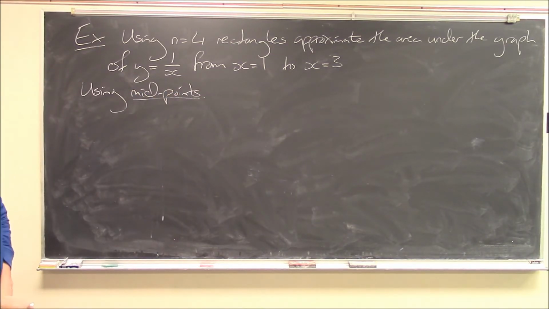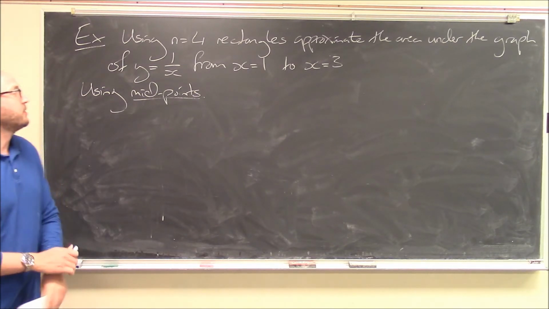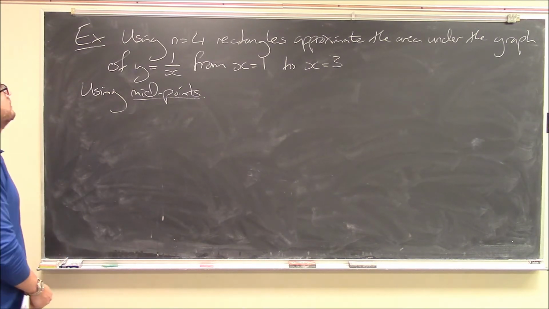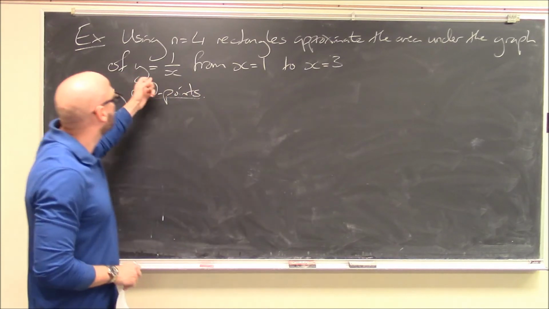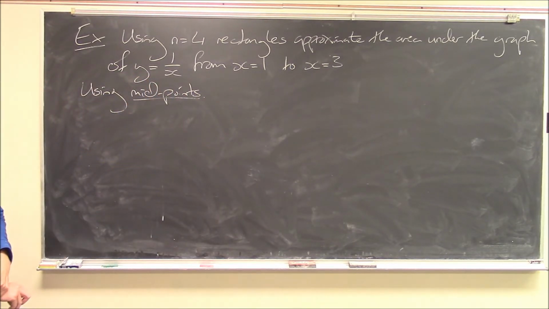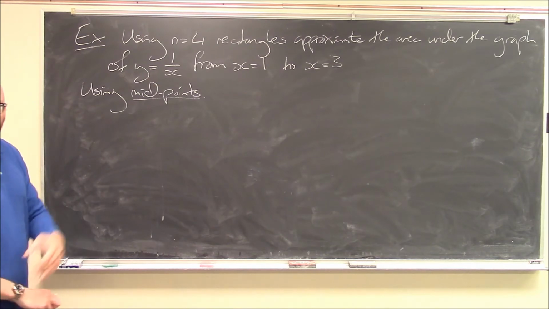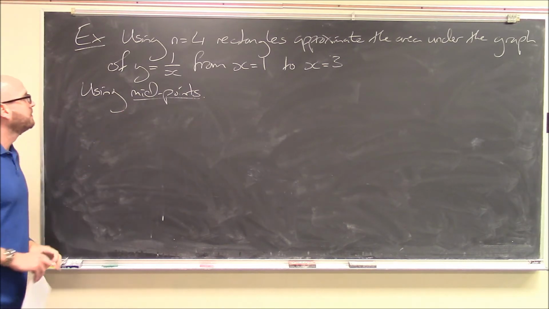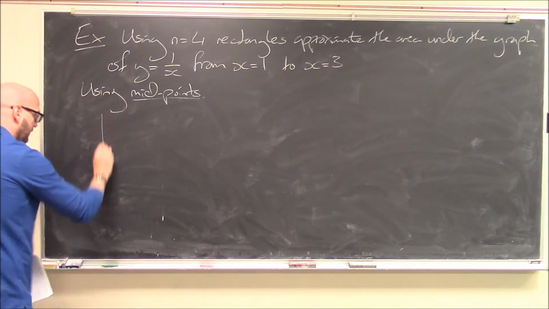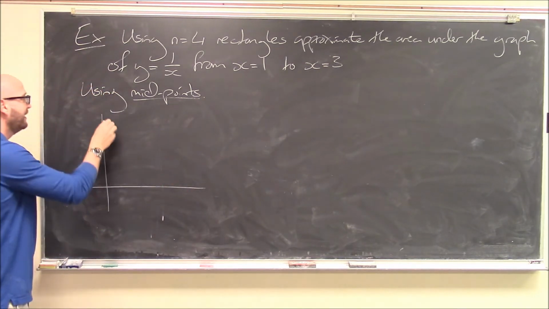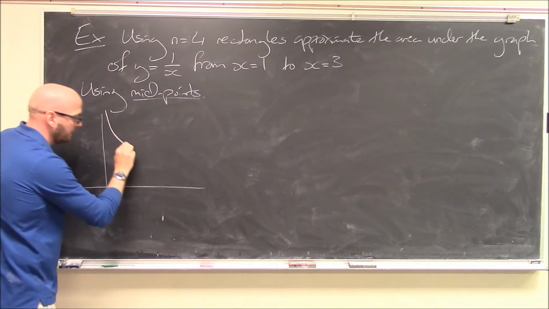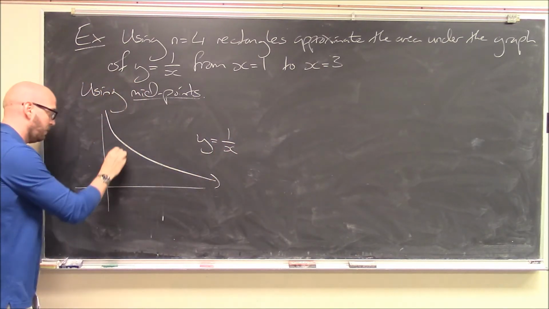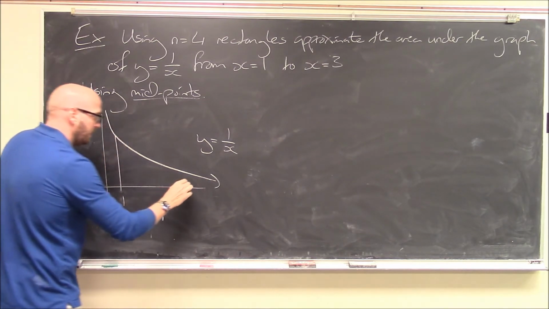Alright, so next up, I've chosen n equals 4 again just because it makes the numbers work out a little bit nicer, but you might see other numbers of rectangles. So using n equals 4 rectangles, approximate the area under the graph y equals 1 over x from x equals 1 to x equals 3. Last time we used left endpoints, then right endpoints. There's one more type you might see: using the midpoints. I like to draw, as always, because it helps me visually see what my rectangles will look like. Here's the relevant portion of y equals 1 over x, going from x equals 1 to x equals 3.